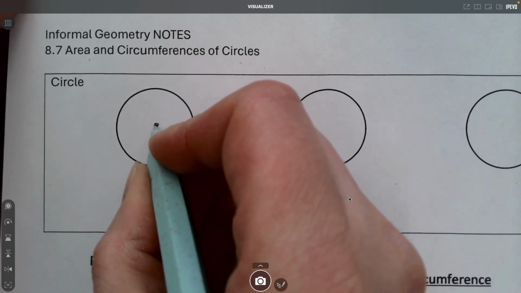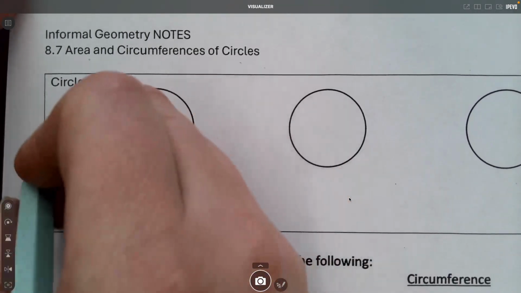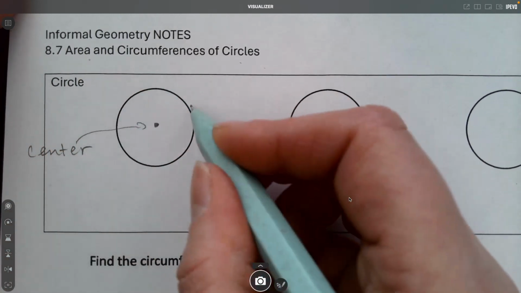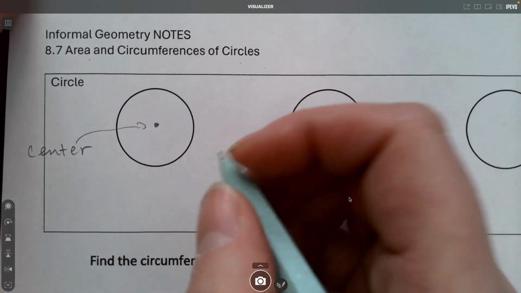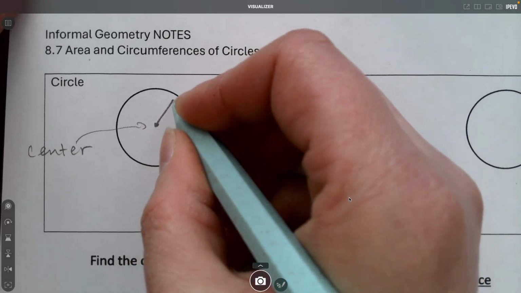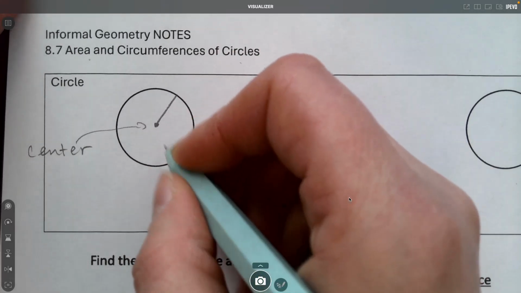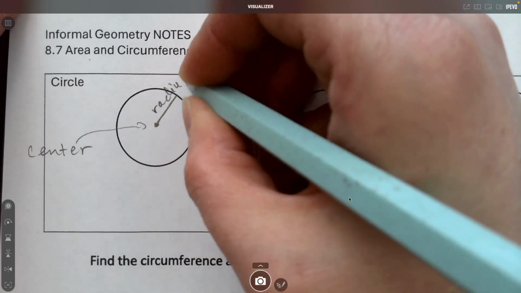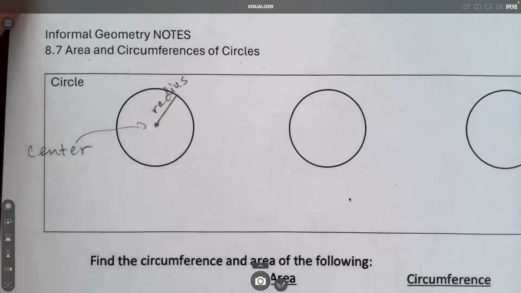Our center is a point that's in the very middle. So by definition, all of the points around the circle are equidistant from the center. So that means my distance here is the same as my distance here all the way around. And that distance is called the radius. So the radius is from the center to the outside of the circle.